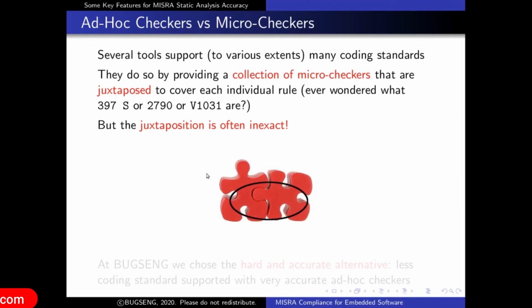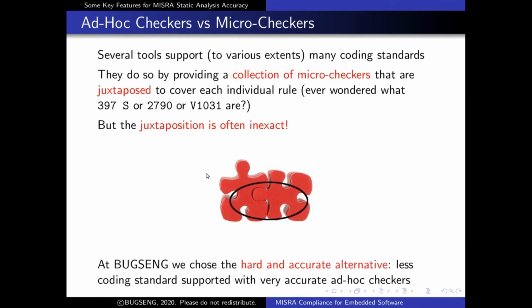So instead, at BUGSENG, we have chosen the hard and accurate alternative. In ECLAIR, we support fewer coding standards, maybe, certainly, but we support them with very accurate ad hoc checkers. And in most cases, the checkers are exact, meaning that there are no false positives and no false negatives.